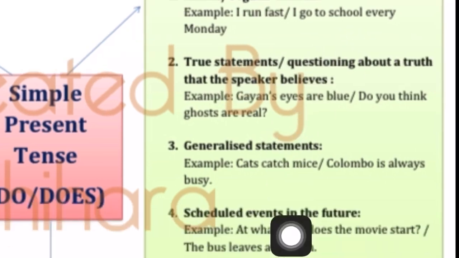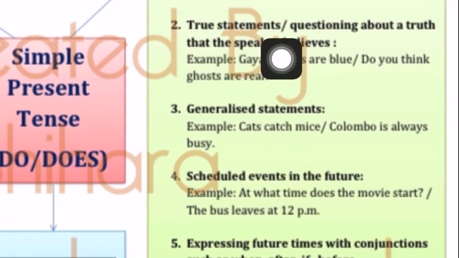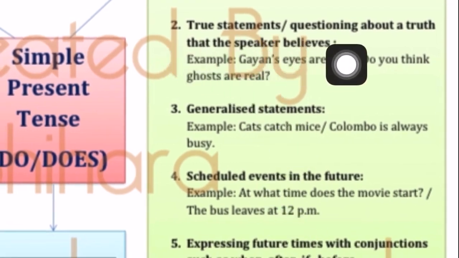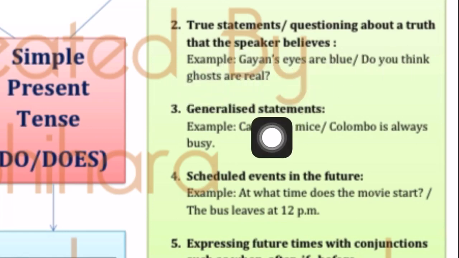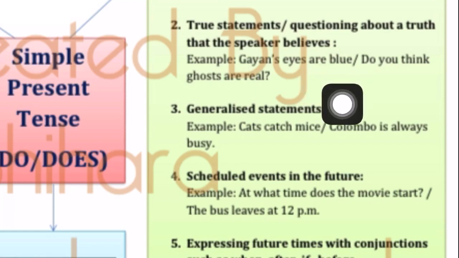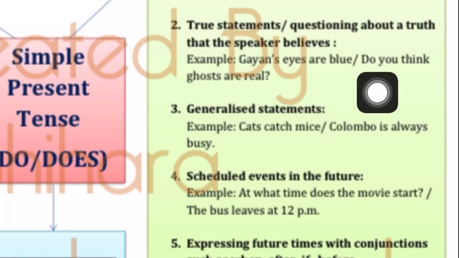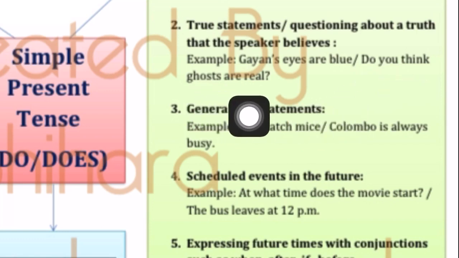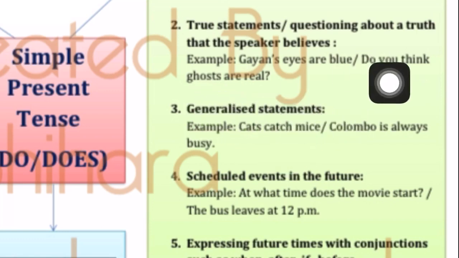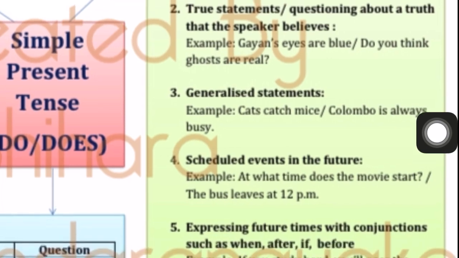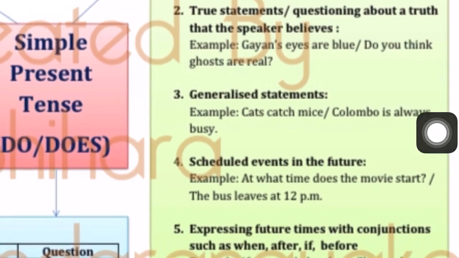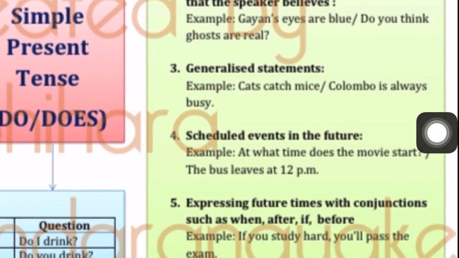Like that. Then the other one is true statements, or questioning about the truth that the speaker believes. For example, Gayan's eyes are blue. Now that's a true statement and everybody knows that. But then you can ask, do you think ghosts are real? Now, do you think? That is in simple present tense, right? So these are truths and we are questioning. We can question truths using the simple present tense.